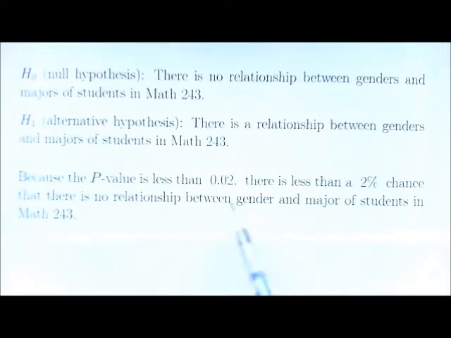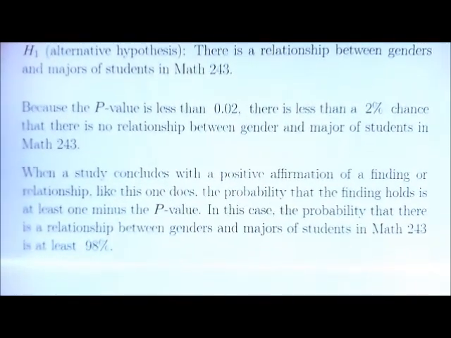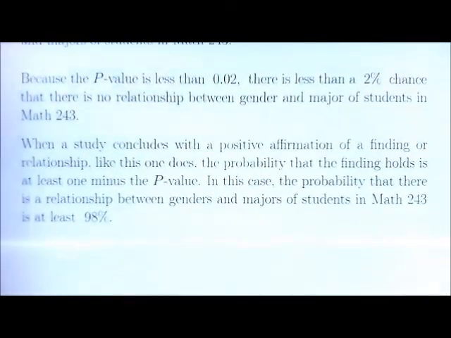That is, there's less than a 2% chance that the null hypothesis is true, so there's at least a 98% chance that the alternative hypothesis is true. Okay, so that's what this paragraph here indicates to us. So when we conclude with a positive affirmation of a finding or a relationship like this one, in other words, an affirmation of the alternative hypothesis, the probability that the finding holds is at least 1 minus the p-value, or 1 minus 0.02, which is 0.98 or 98%.